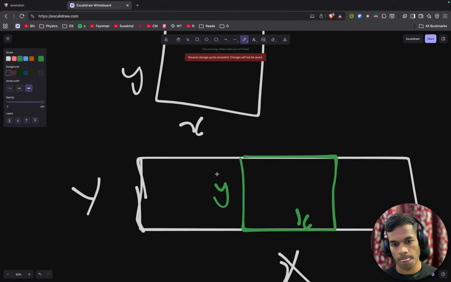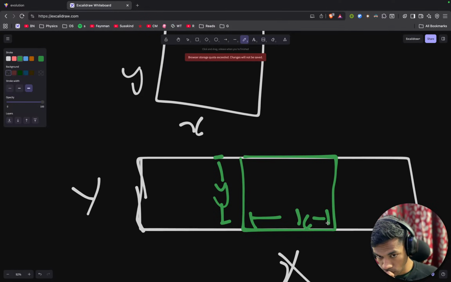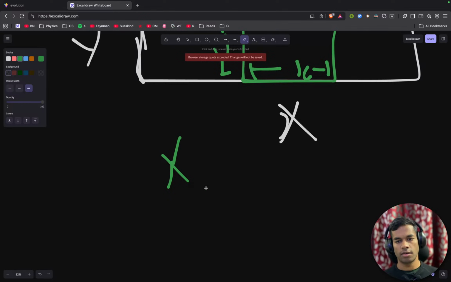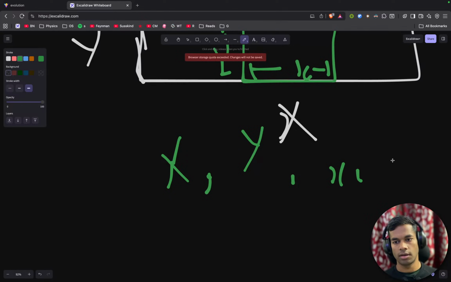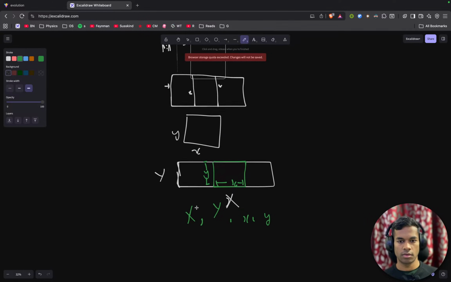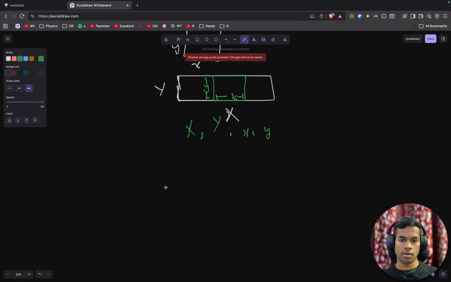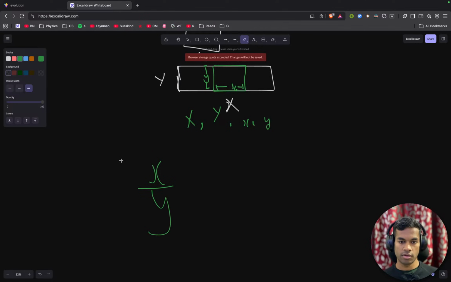Okay, x and y here, x and y. We must maintain this ratio.